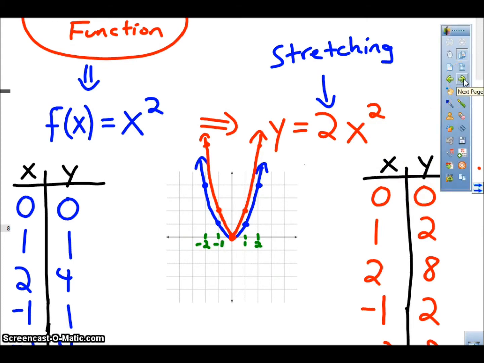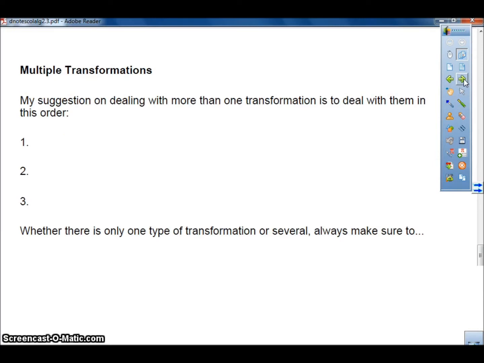There's nothing else you can do for that. Okay, so we've talked about translations, reflections, and stretching and shrinking. And we've looked at each of those in isolation, so individually. But what if you have more than one type of transformation occurring within the same problem? How do you handle that?